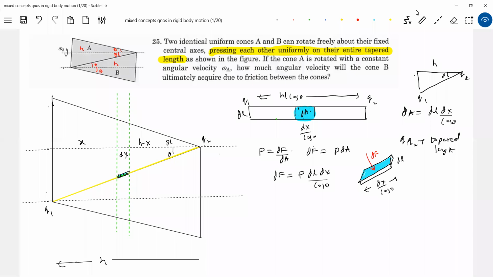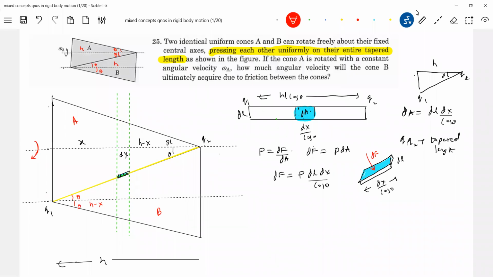Okay, let's come to this one. There are two cones, no? There's a cone A, there's a cone B. This distance should be h minus x. This is theta. Okay, by symmetry. There's a cone A, which is rotating. I can pick anything, omega A. So let me choose that cone A with angular velocity like this.